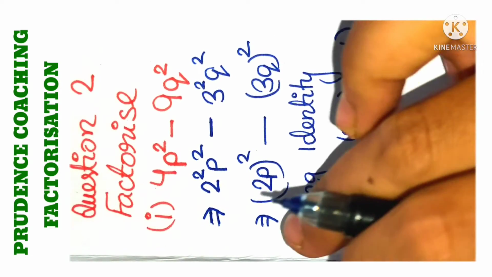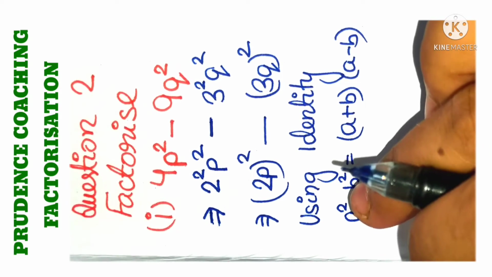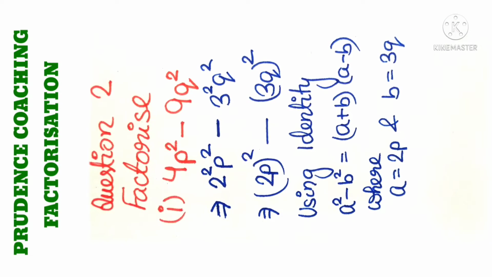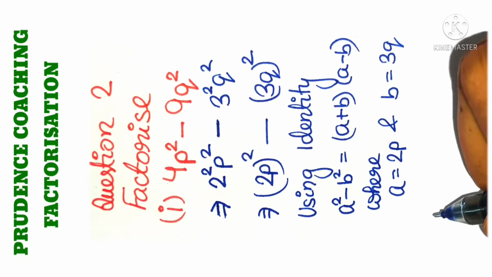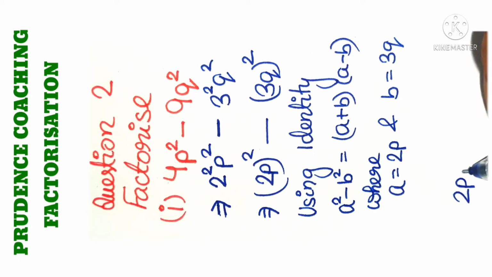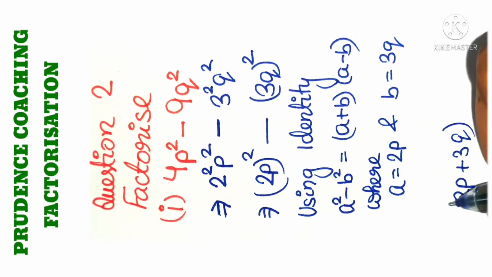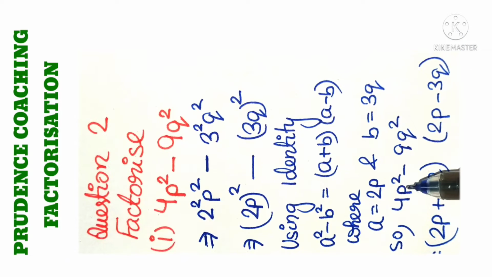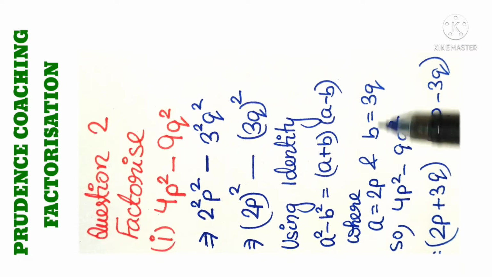So we can compare the given expression with the identity a square minus b square, where a is 2p and b is 3q. So we can write it as a plus b, a minus b. Here a plus b means 2p plus 3q and a minus b means 2p minus 3q. So we can write 4p square minus 9q square as a plus b, a minus b, that is 2p plus 3q and 2p minus 3q, which is our final answer.